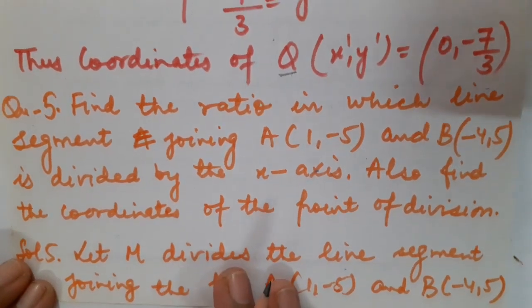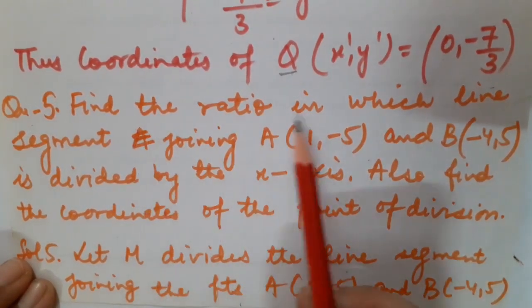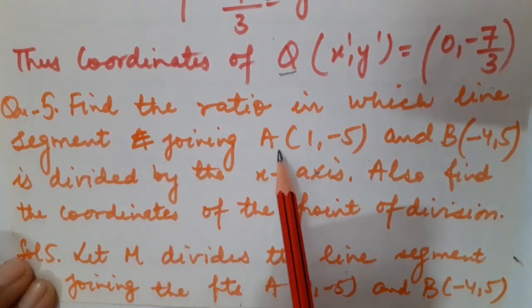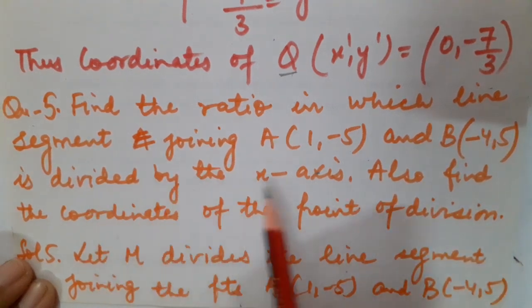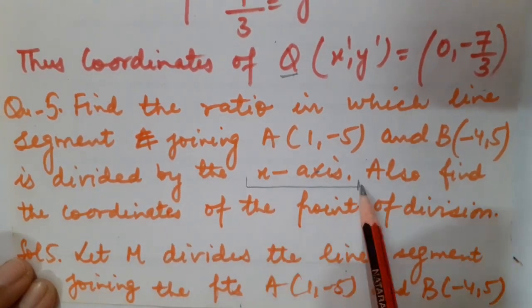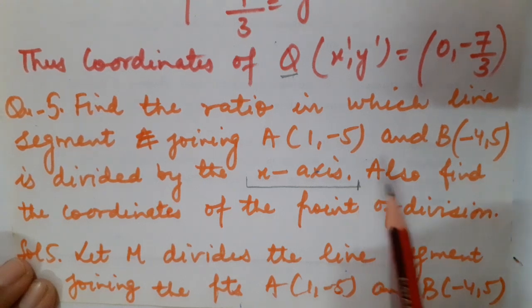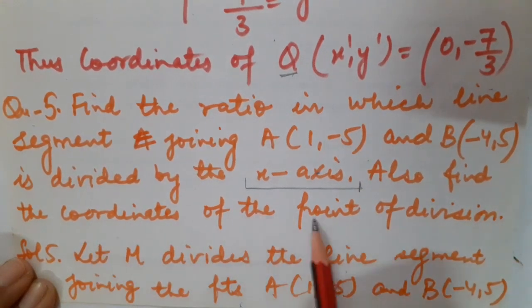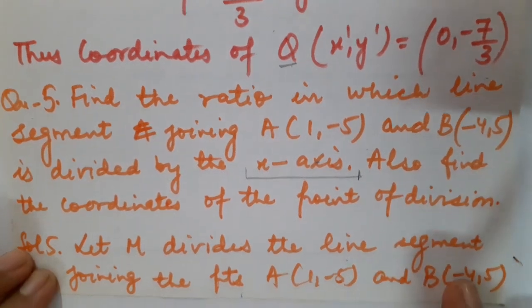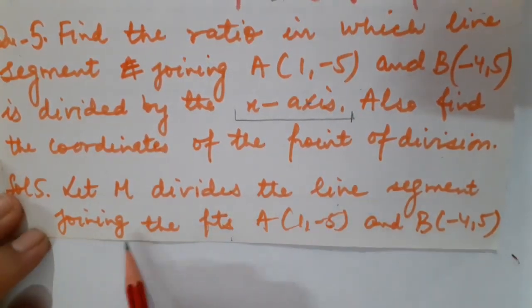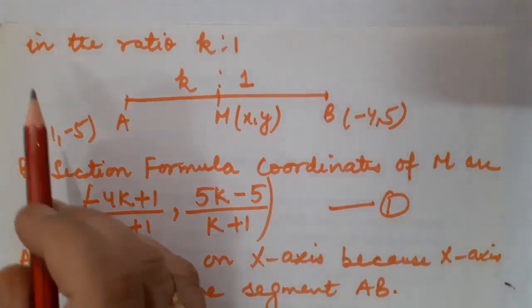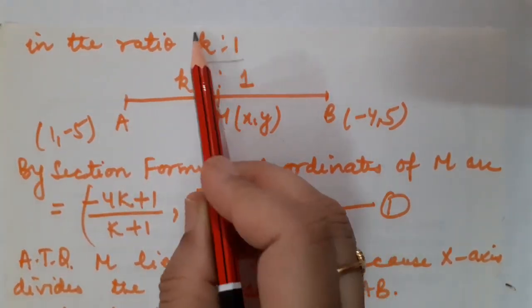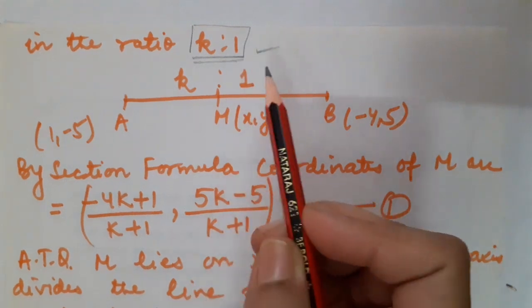So for that I am going to take question number 5. Find the ratio in which the line segment joining A(1, minus 5) and B(minus 4, 5) is divided by the x-axis. On the x-axis, children, you know that the y coordinate is 0. Also find the coordinates of the point of division. So let us start. Let M divide the line segment joining the points A(1, minus 5) and B(minus 4, 5) in the ratio K ratio 1. This is the ratio which I am going to assume.